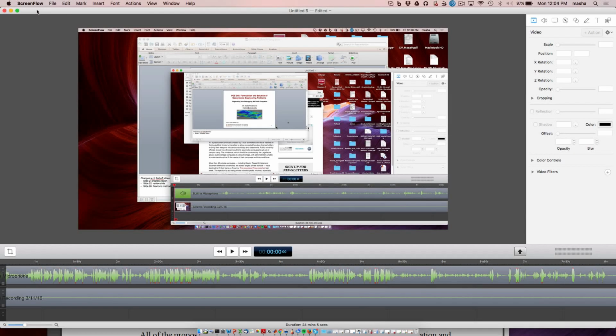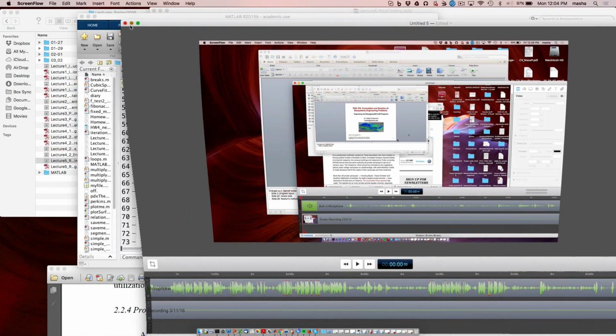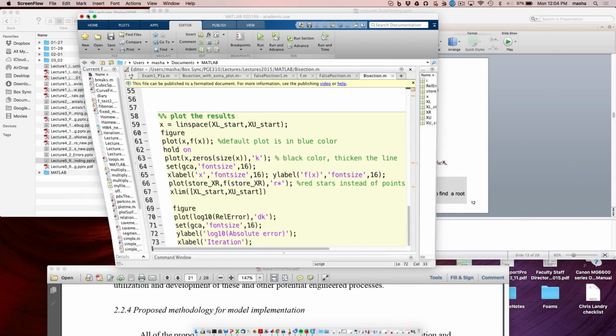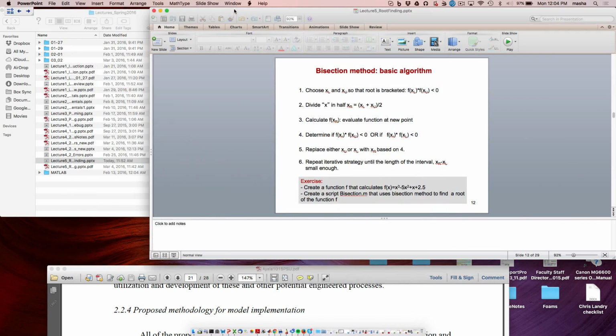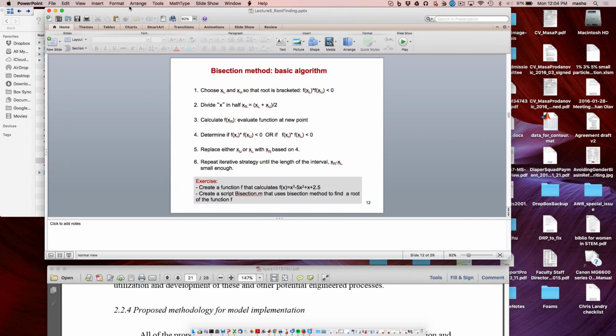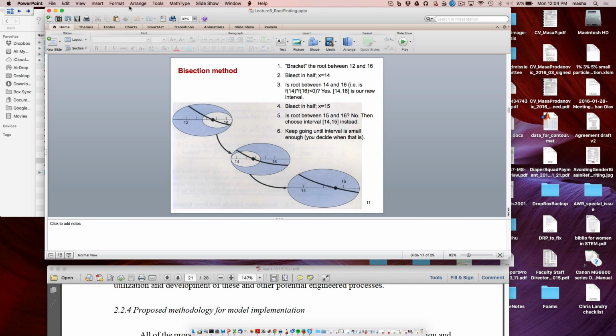All right, so let's get back to our root finding methods. This is going to be part 3 of lecture 5 on root finding methods. We have seen so far 2 different methods: one of them was the bisection method and another one the false position method. This slide has nice graphics on the bisection method.